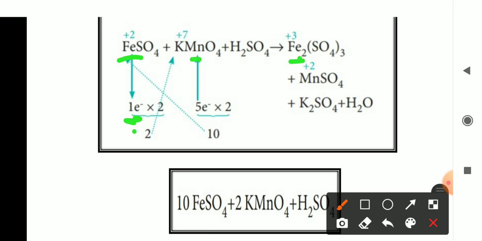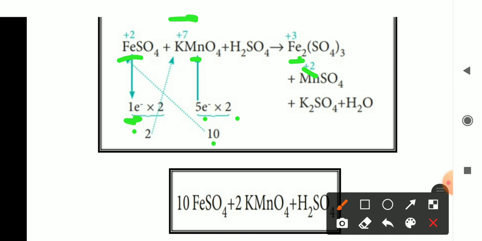Then secondly, the reduced species, manganese. Here what is the charge? +7 is the charge. In the product side, +2 is the charge. So what is the difference between +2 and +7? It is 5. And so it is written that 5 electrons into 2. Okay, 5 into 2, 10.